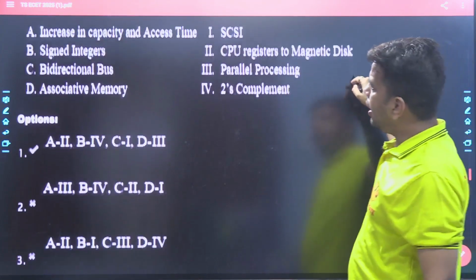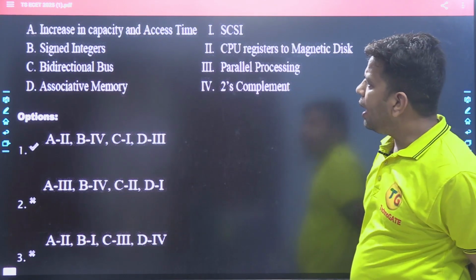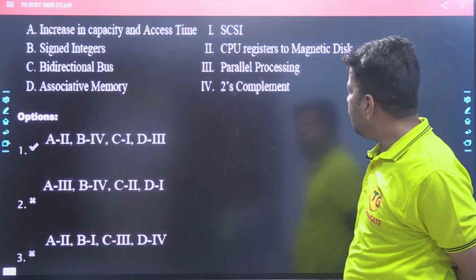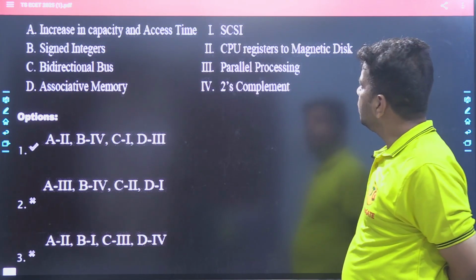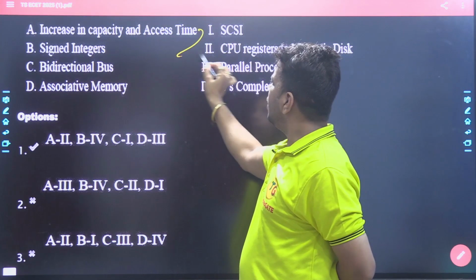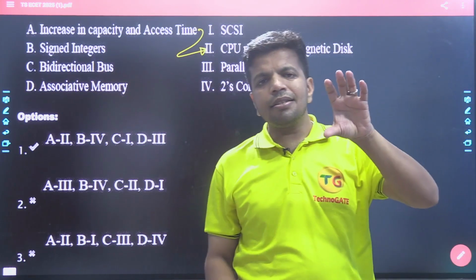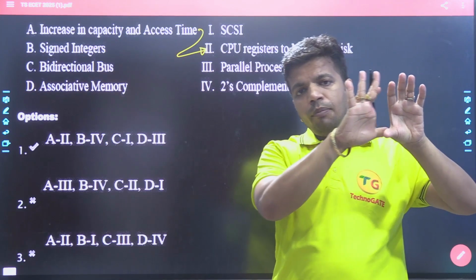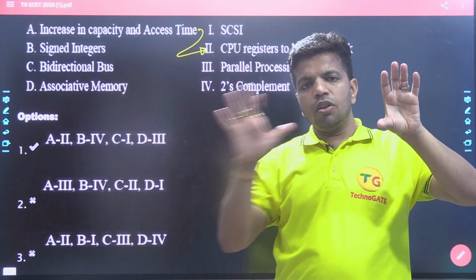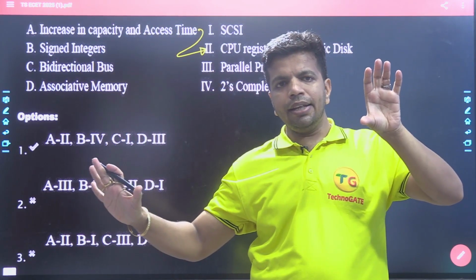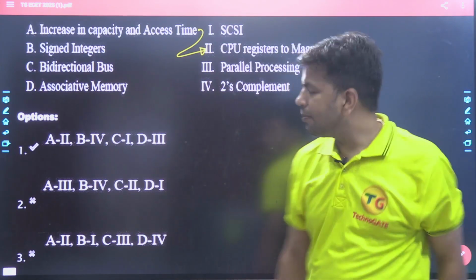Which of the following is the correct answer? Bidirectional bus, associative memory, increase in capacity and access time. So can we say that this is related to the CPU register to magnetic disk? Registers are higher in speed than cache, then main memory, then secondary memory. So from register to magnetic disk, the capacity is going to increase, and access time is going to increase.